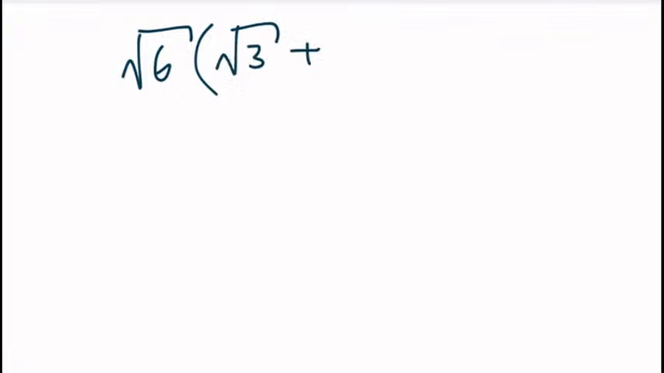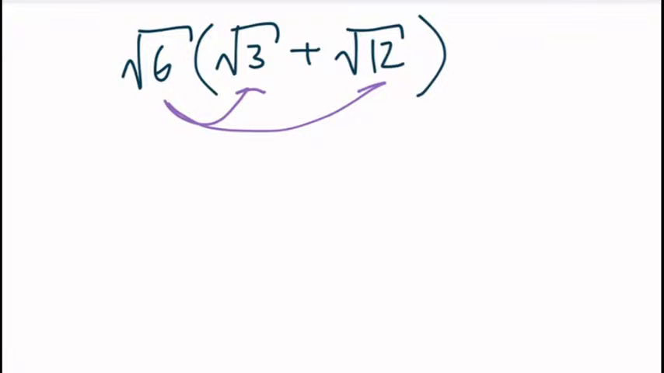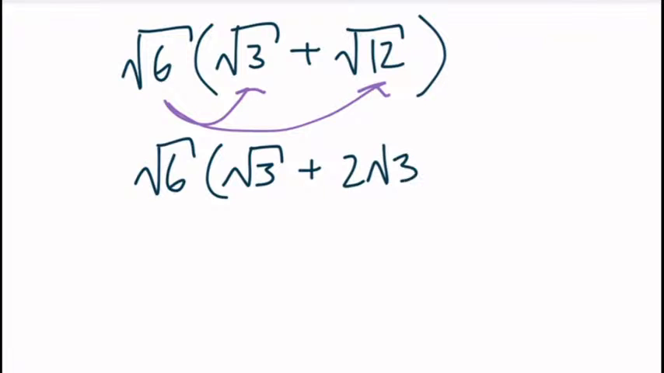Let's do a similar problem. Radical 6 times radical 3 plus radical 12. Because of the distributive property, we're going to do radical 6 times radical 3 plus radical 6 times radical 12. But before I do that, I'm noticing that radical 12 can be simplified down into something else, so we're going to do that first. Radical 12 is 4 times 3. 4 is a perfect square, so we take it out to make a 2. And so we're left with 2 radical 3.